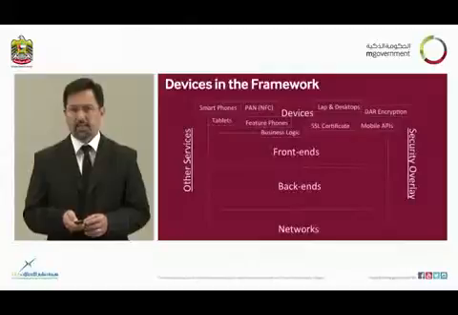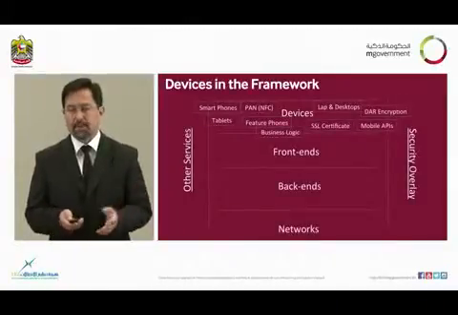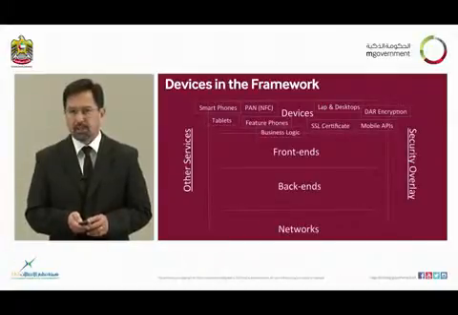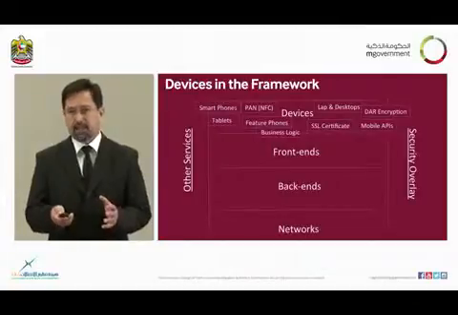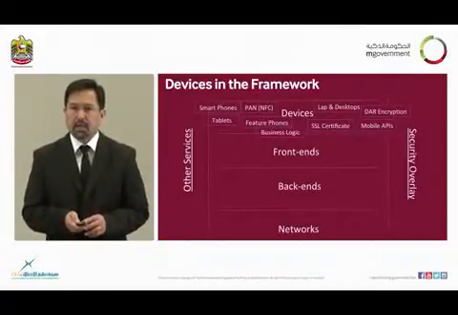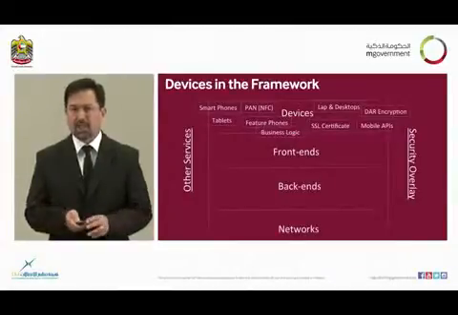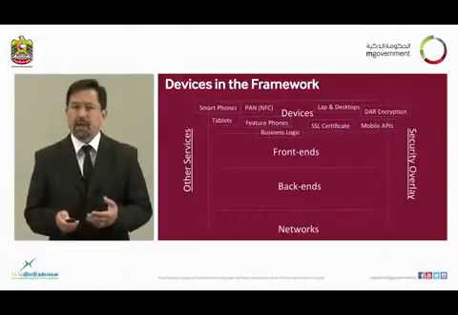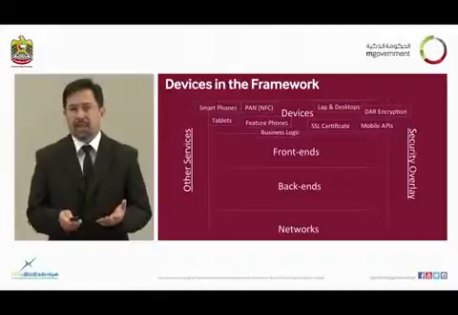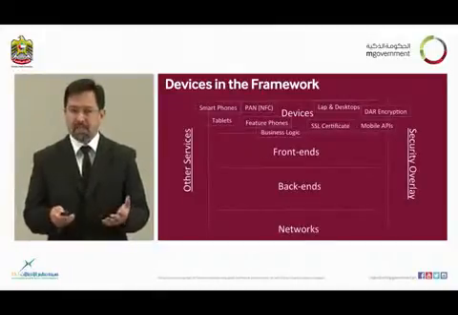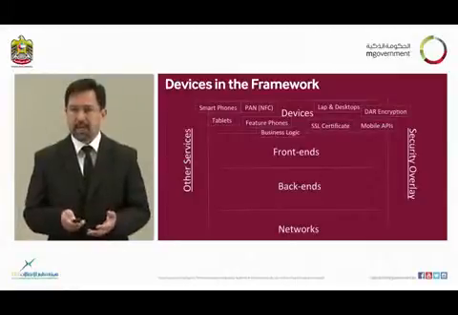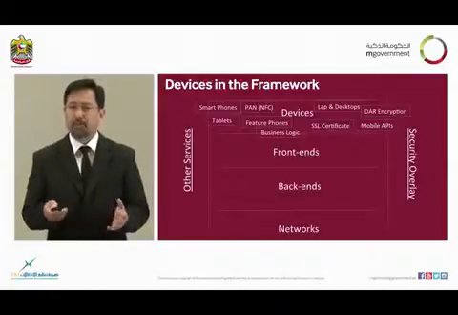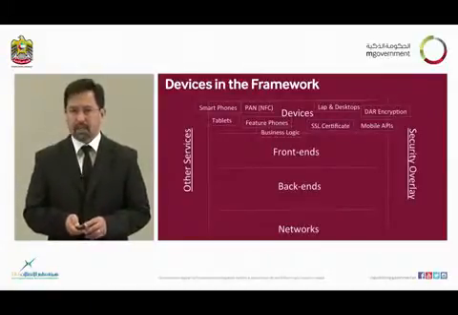So let's start with the devices. You'll see smartphones, which you would expect to see there, and tablets. But what about personal area network and near-field communications? The feature phones, SSL certificates, laptops and desktops, encryption, mobile APIs, business logic. These are things that you would associate with the devices, particularly when we're talking about mobile devices that are going to have native and HTML5 applications with business logic, are going to have near-field communications capabilities, and are also going to need to communicate over an encrypted channel, and that's why we have the SSL certificate listed there.